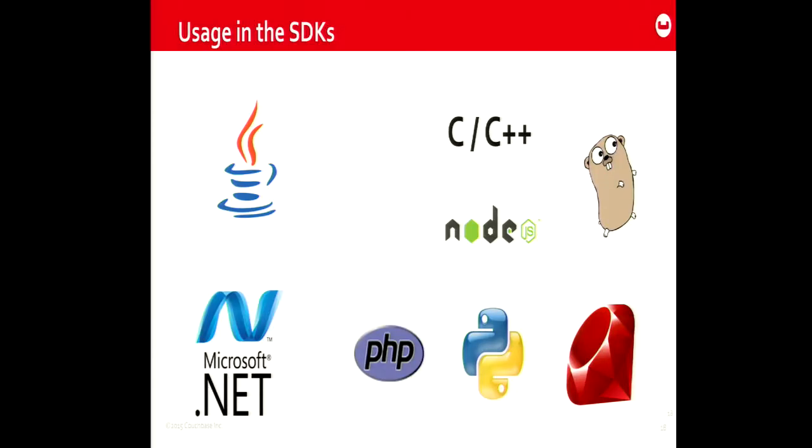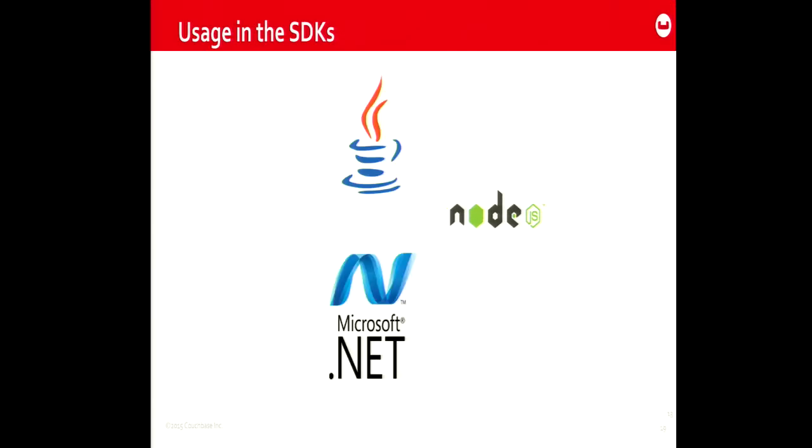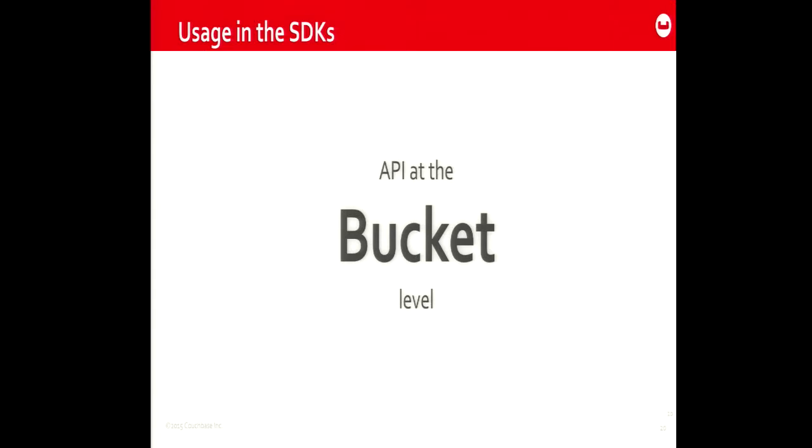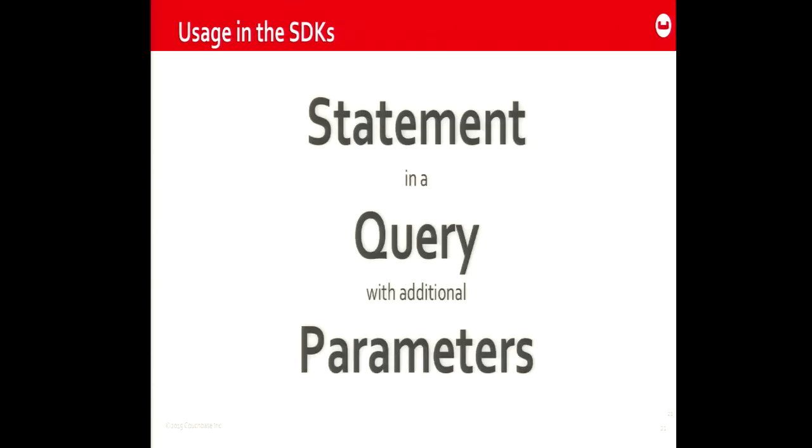So we have various language SDKs. But today, I'm going to concentrate on the Java SDK, the .NET SDK, and the Node.js SDK, which share pretty much the same API. So the API is at the bucket level, like in key-value operations. And we deal with statements, so Nickel statements, like select star from a bucket. We run it inside a query, which may have additional parameters.